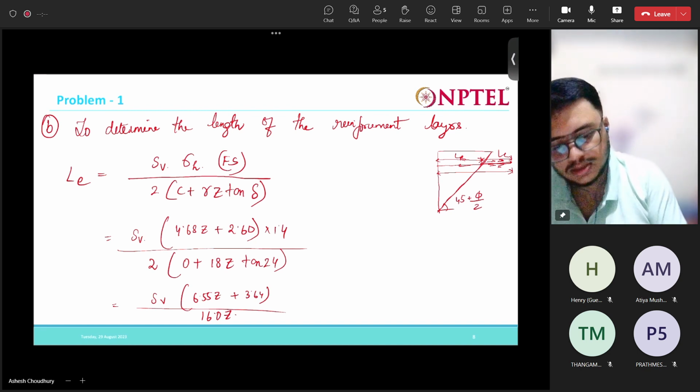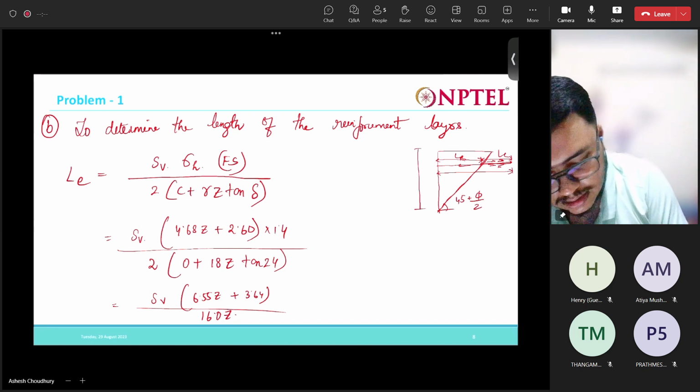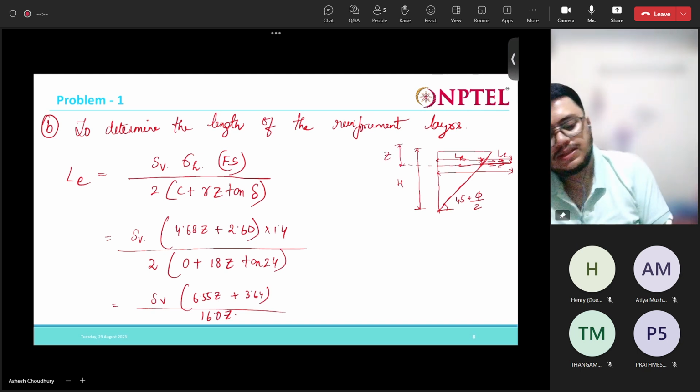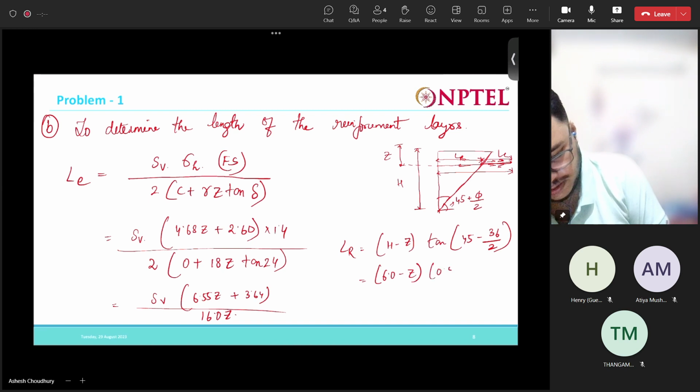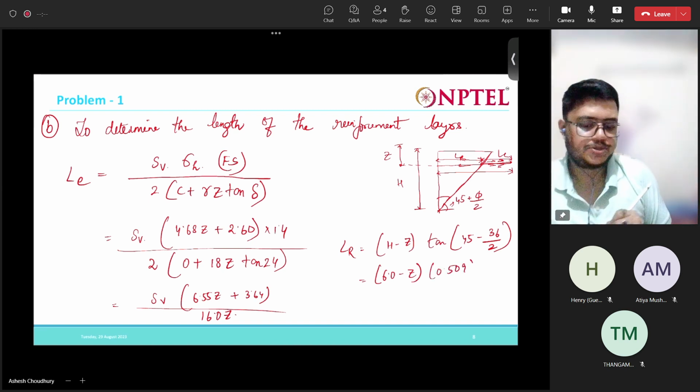This LR can be determined like this. This is H, and this is Z. So how to determine this LR? You know this angle is 45 minus phi by 2. So this LR will be H minus Z times tan(45 minus 36 by 2). That is (6.0 minus Z) into 0.509. This is the expression for LR.